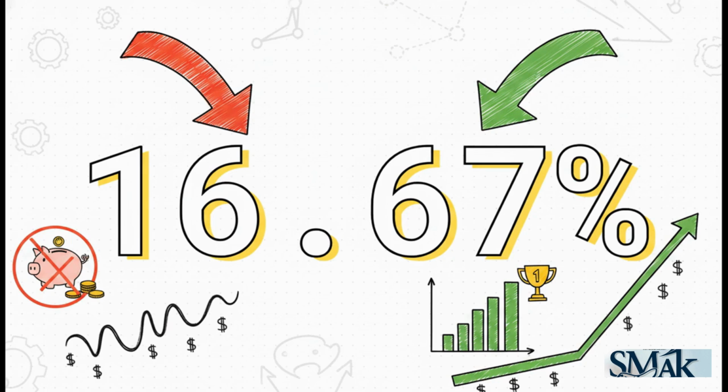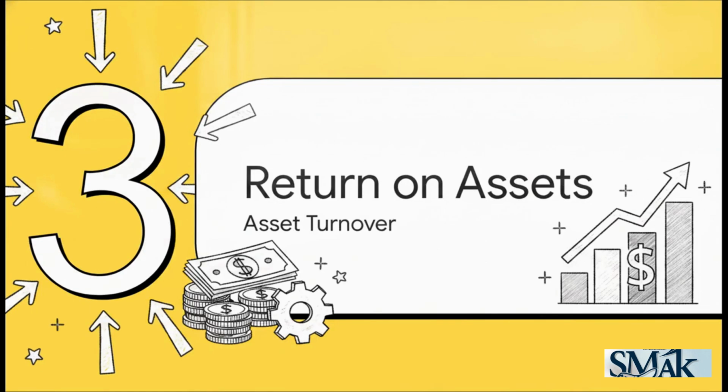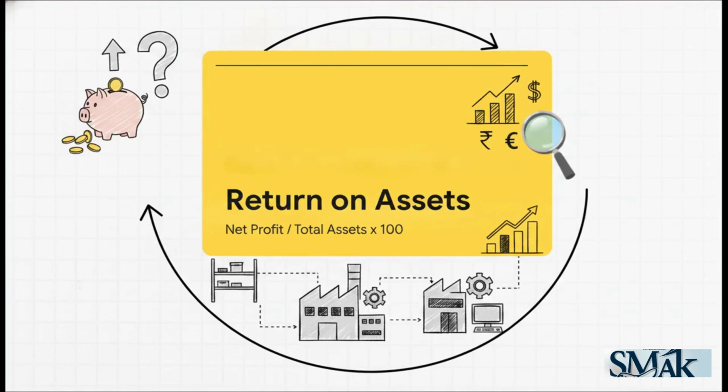Think about it. If your competitors are boasting a 25% net profit rate and you are sitting at 16.67%, you instantly know your business is lagging behind in efficiency, even if that raw 1 lakh profit sounded pretty great at first. Section 3, return on assets and asset turnover. Let's shift our focus away from the income statement for a second and ask a much more critical question. How hard is our money actually working?